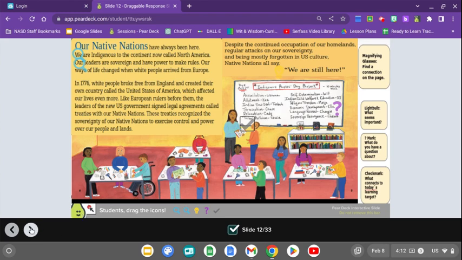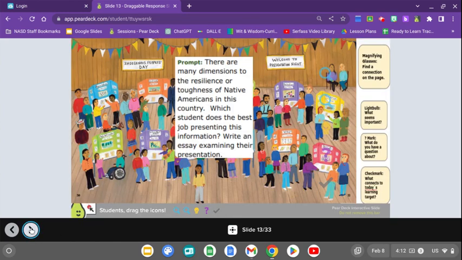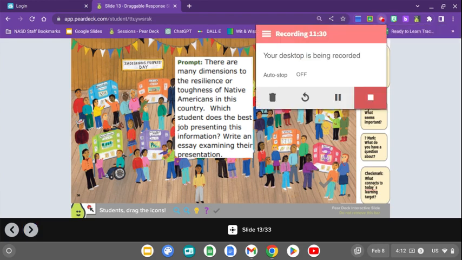Excellent work. Slide 13, a baker's dozen. You'll notice here that we just get a reminder of our guiding prompt. There are many dimensions to the resilience or toughness of Native Americans in this country. Which student does the best job presenting this information? Write an essay examining their presentation. Please annotate this slide similarly to the last few. Go ahead, try it on your own.